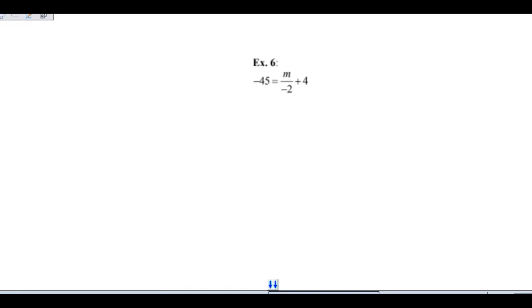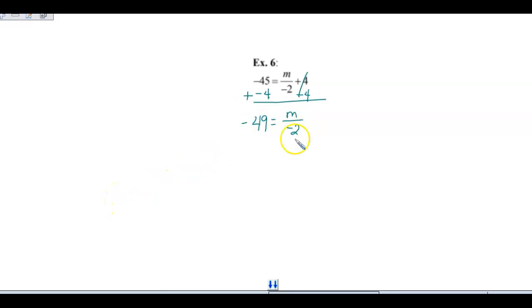For example 6, I have negative 45 on the left equals m divided by negative 2 plus 4 on the right. Knowing that I add or subtract first whenever possible, I'm going to move this 4 first. Since it's addition, I'm going to subtract 4 from both sides. That leaves me with m divided by negative 2, and negative 45 minus 4. Because it's subtraction, I'm going to keep the first, change to add the opposite. So then I have negative 45 plus negative 4, which is negative 49.